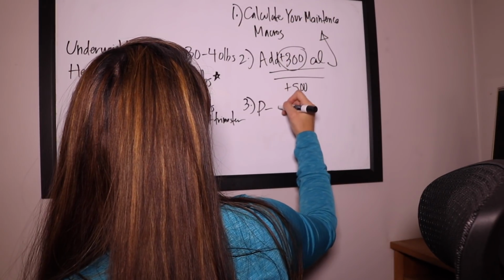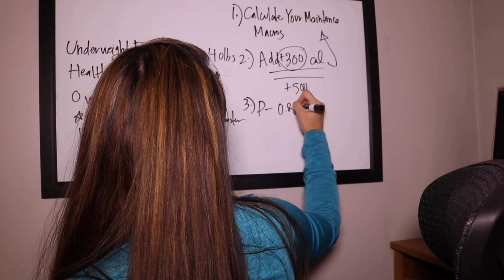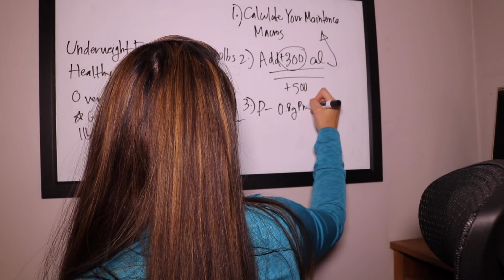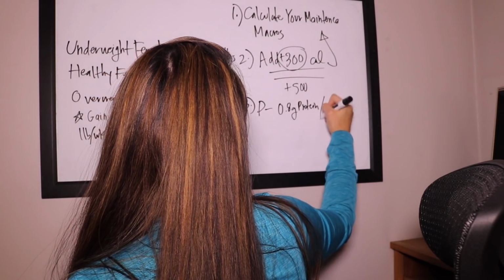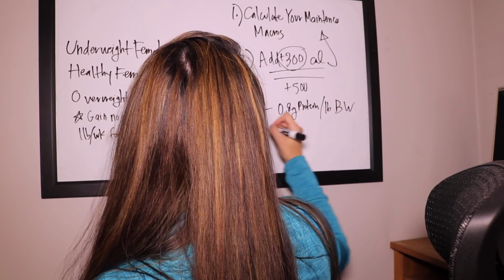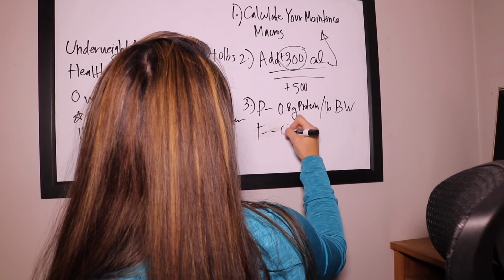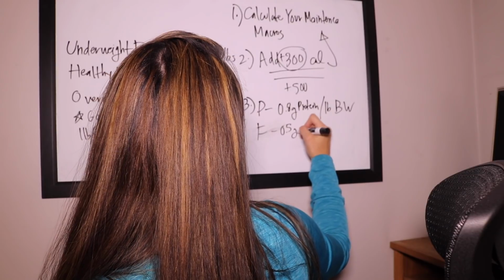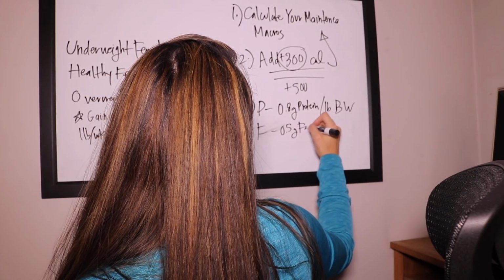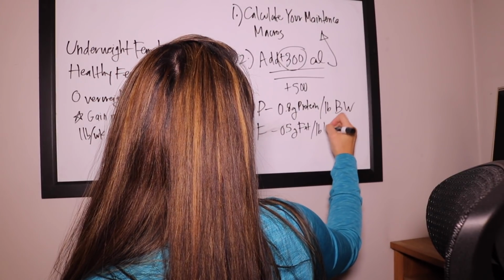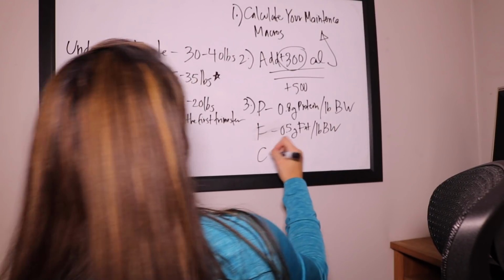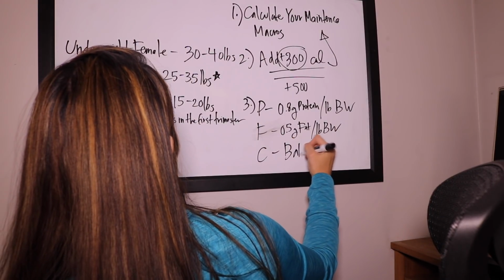Last but not least, these are the macronutrient ratios I recommend for a pregnant woman. Protein: I recommend 0.8 grams of protein per pound body weight. For your fat, I recommend 0.5 grams of fat per pound body weight. And carbs is the balance of the two. That is what you do for pregnancy.